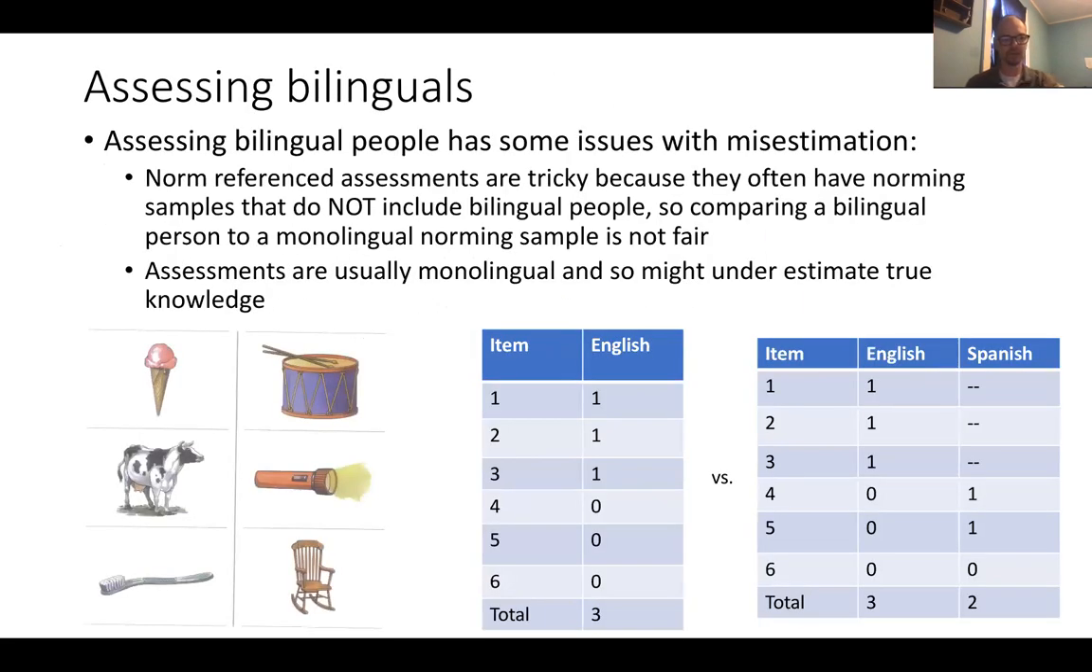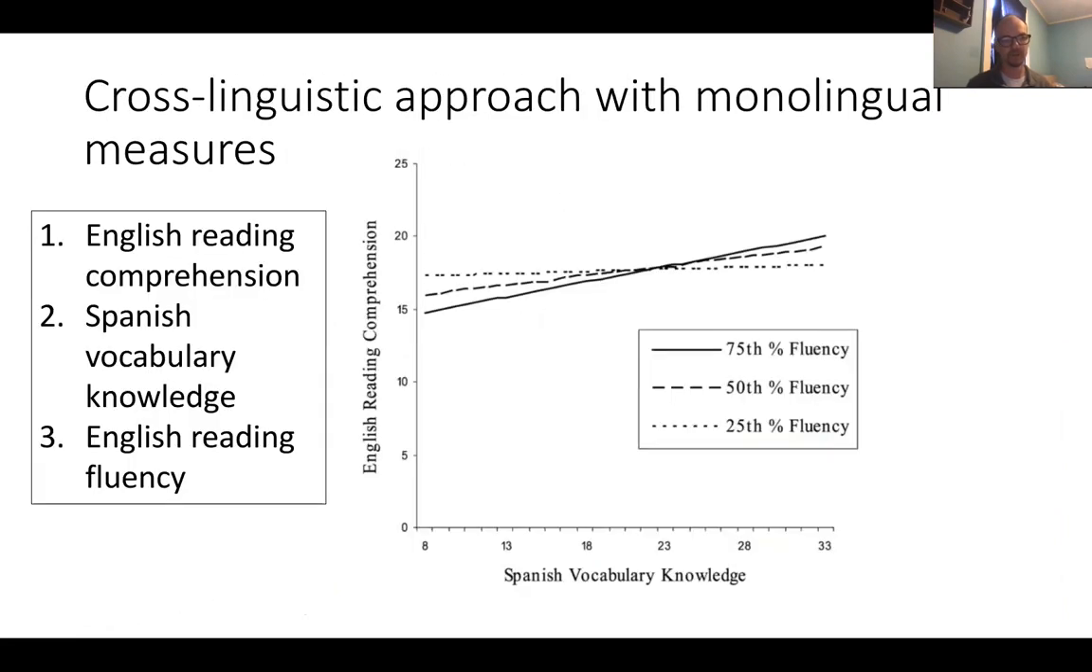You start with ice cream and rocking chair, but you get into things like anvil and Arc de Triomphe. Again, getting to cultural validity, but it gets harder and harder. And then English reading fluency was the speed and accuracy with which students could read real words in English, so decoding skill.